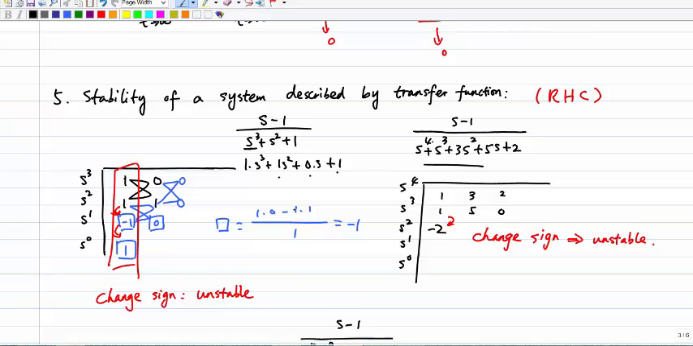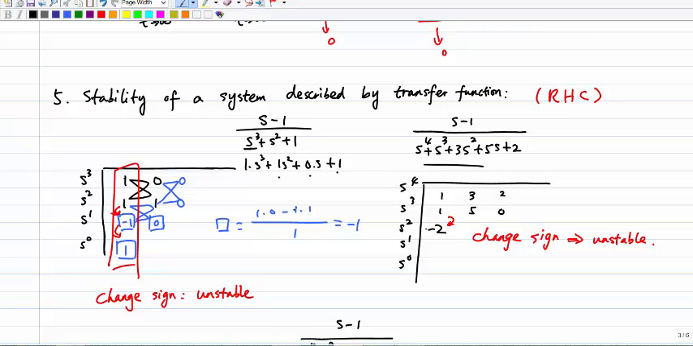So the highest power from the denominator for s is s to the 4th. So build the Routh array by starting from s to the 4th, s to the 3, s to the 2, s to the 1, s to the 0. So again, I figure out all the coefficients here: 1, 1, 3, 5, 2. Of course, you put a 0. Always put a 0 if you want to have more.